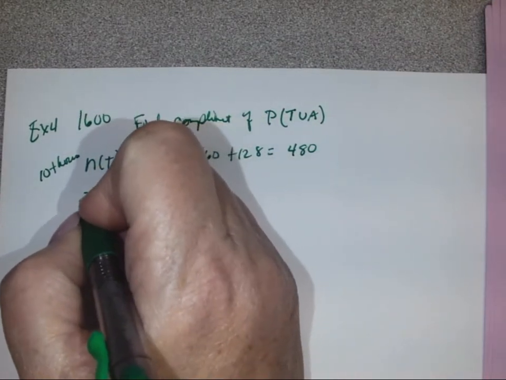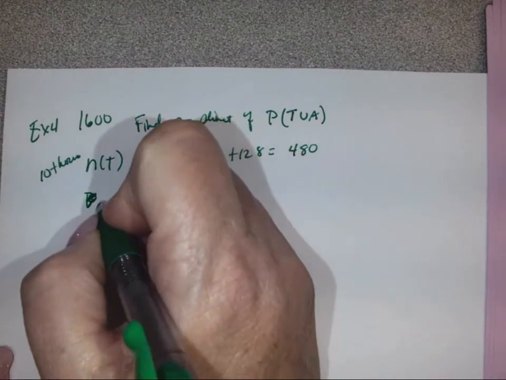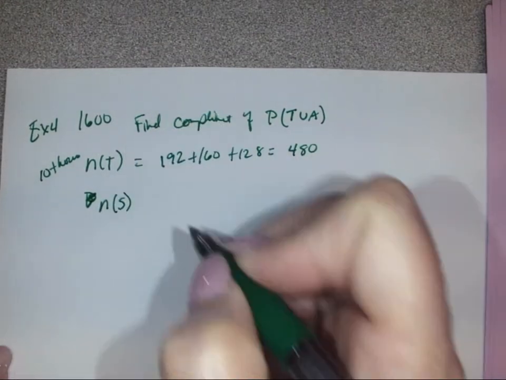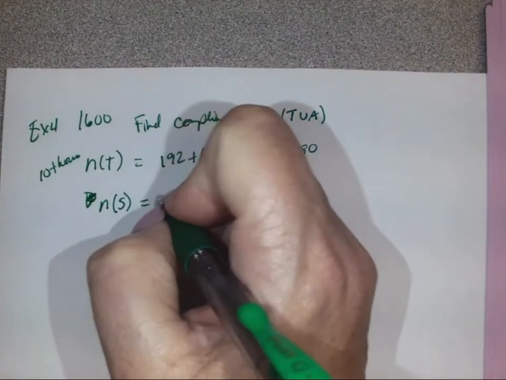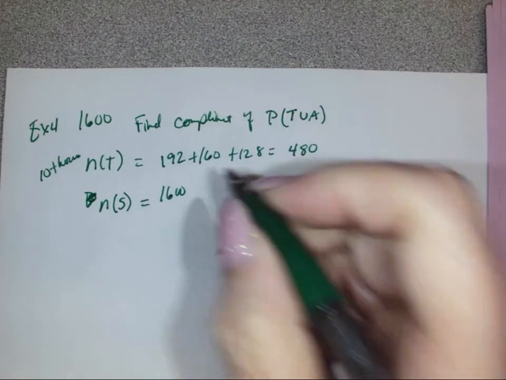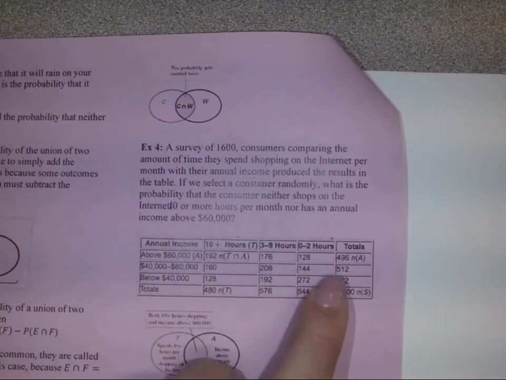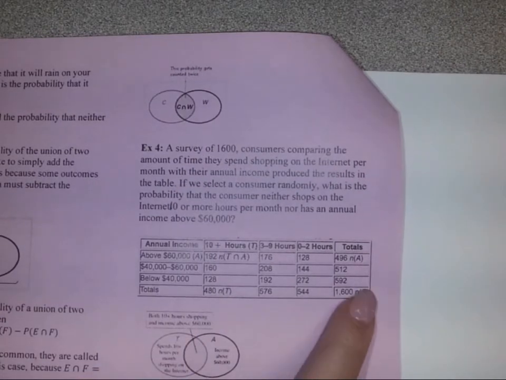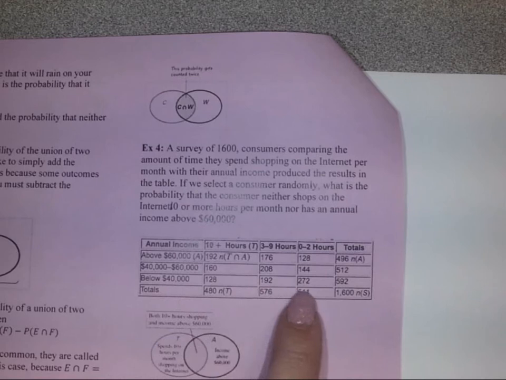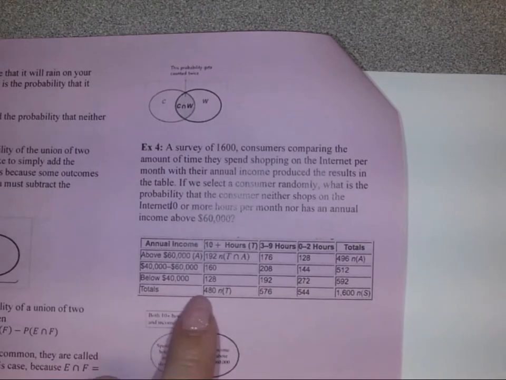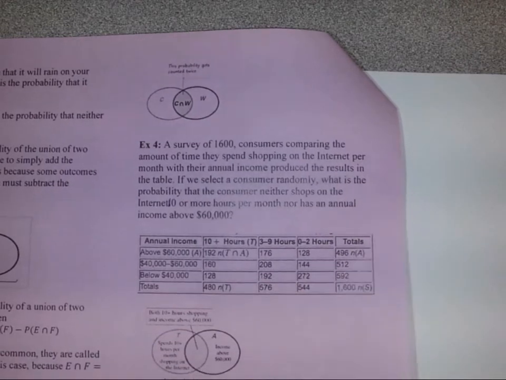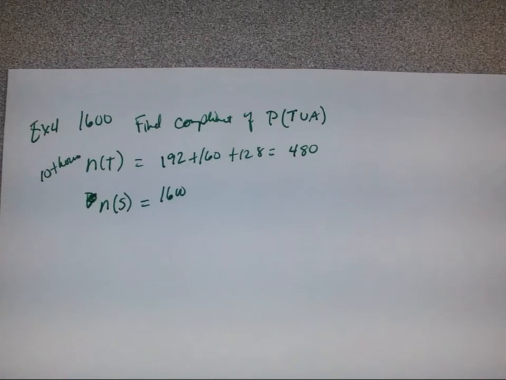Now, if we look at the probability, let's back up one second. The number in our sample is going to be 1,600. That's the total, the N of S. That's our total of the sample. We were told this up here, and we can see that the totals of everything add up to 1,600. We should be able to sample this way and that way, and they both end up with that same total.